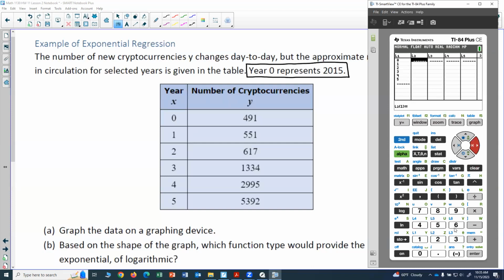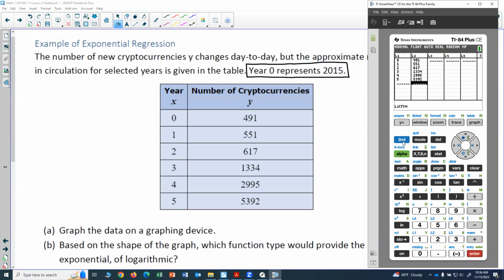And my Y values are 491, 551, 617, 1,334, 2,995, and 5,392. So I've got my data into list 1 and list 2. You always want to double check to make sure you've typed everything in correctly.